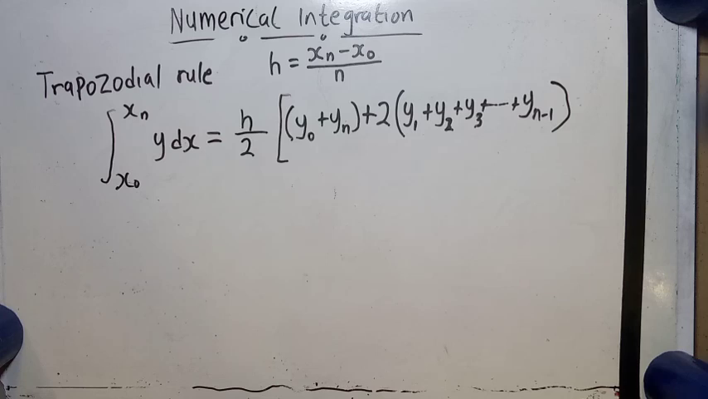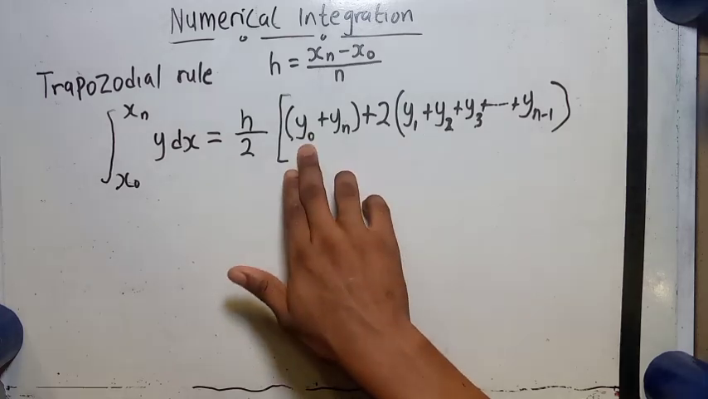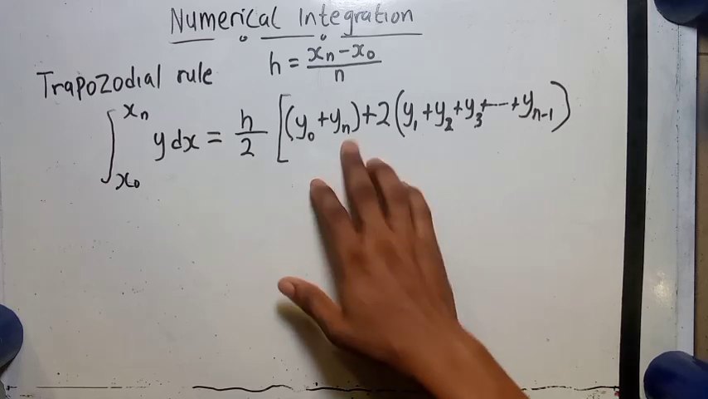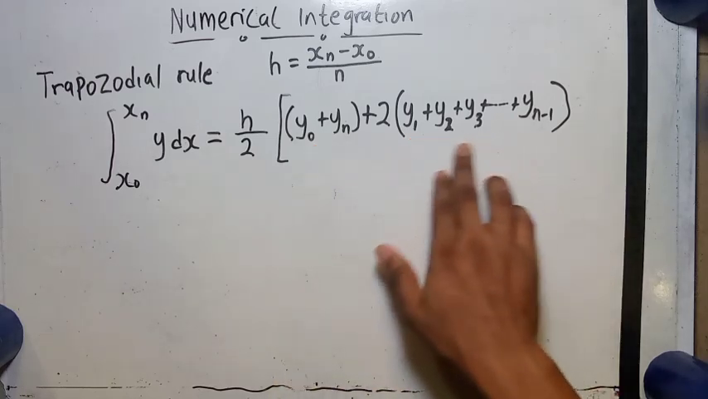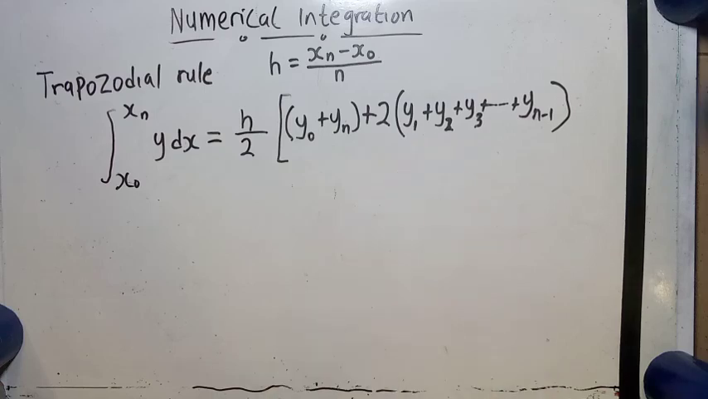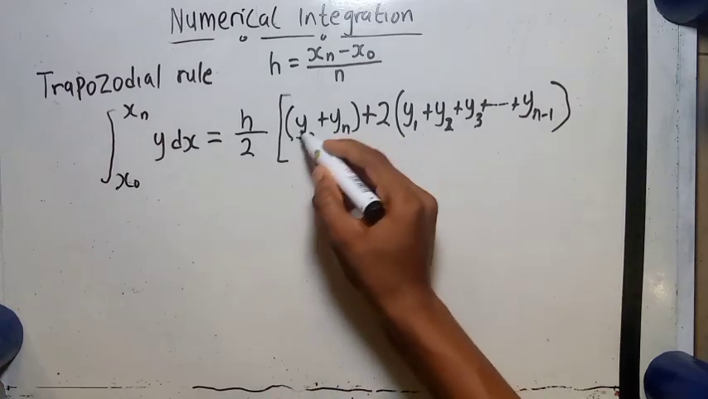So as you can see, we have taken the first, this is y0 and yn. Really, you have taken this one, it will not appear again in this bracket. The second bracket won't have anything to do with these two again.